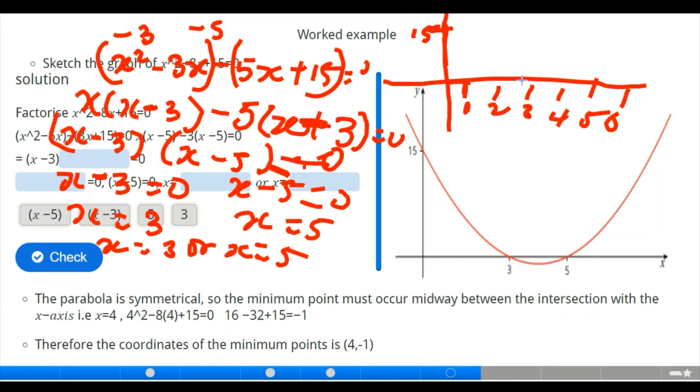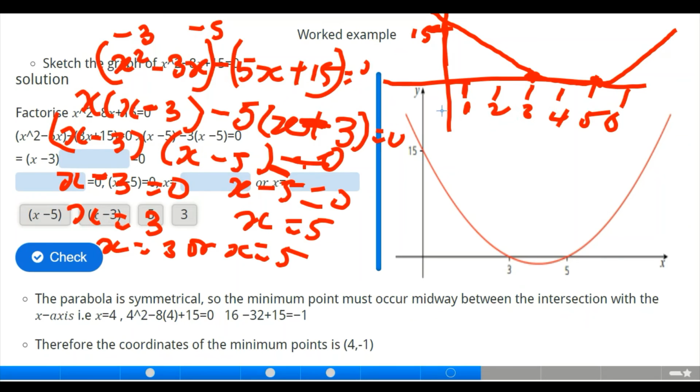So under this one, the solution for that graph is what? We have when x equals 3 and when x equals 5. So all we need to do is draw the parabola shape on this line. Now, if you look at it, 3 and 5, the midpoint is what? 4.